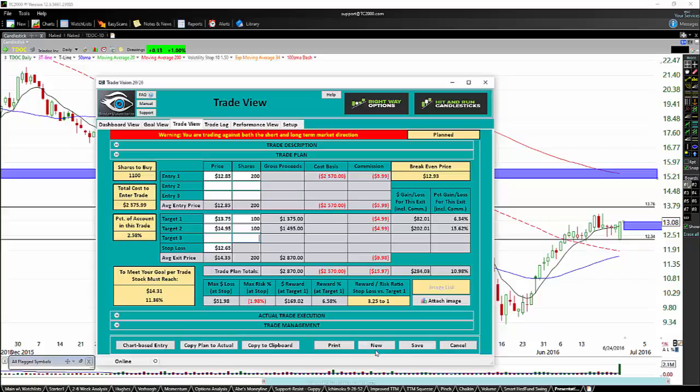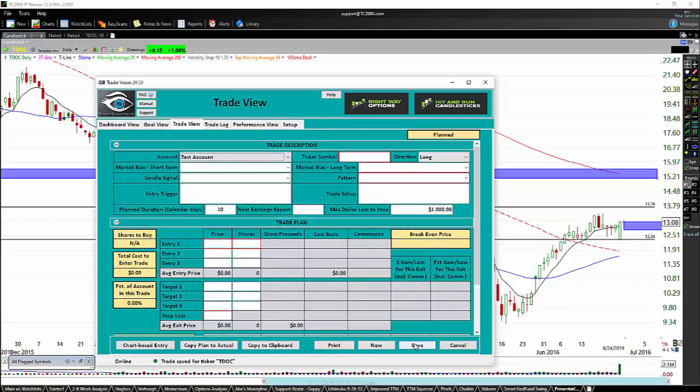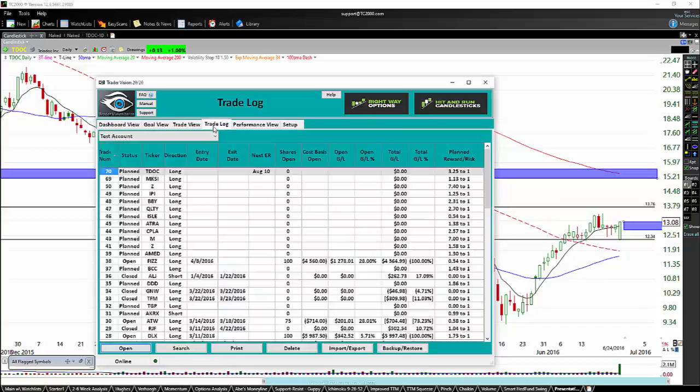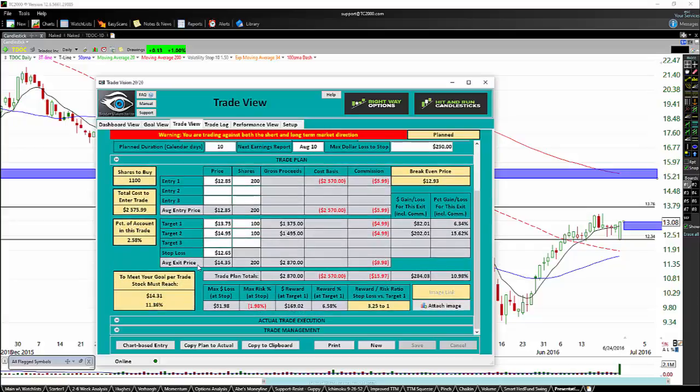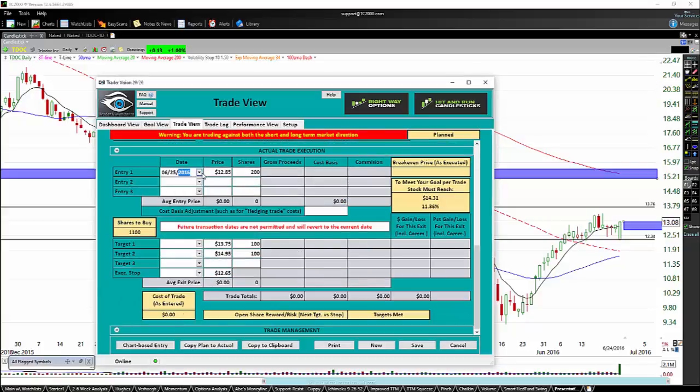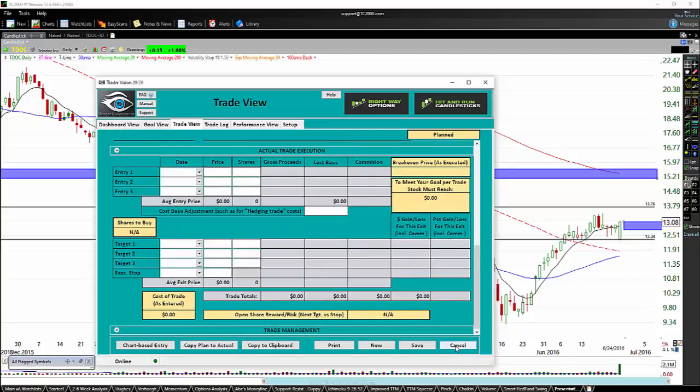What I would do then is save this trade and leave that trade staged for Monday morning's entry. If I go to trade log, I would be able to see this trade, and if I'm able to get the price that I'm looking for an entry, I fire my order to buy. I would just click this order again, open it back up, and then I can adjust the prices, copy the plan to actual, and I would adjust the date and the prices as appropriate. Okay, that's one example of how to use TradeView to plan a long trade.